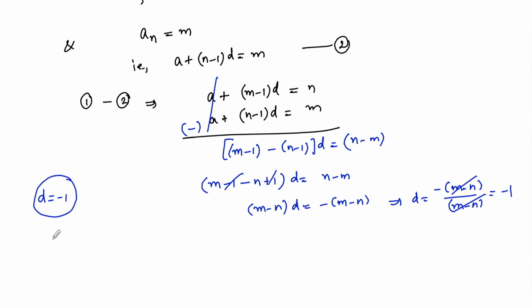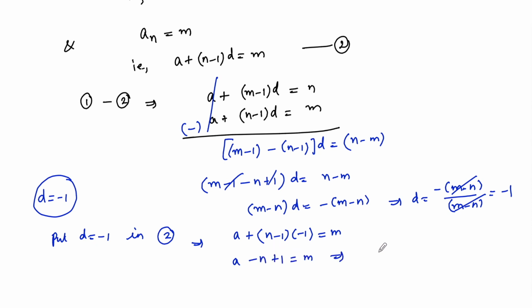Let us substitute d is equal to minus 1 in any one of the equations. Let us take equation 2: a plus n minus 1 into d value, that is minus 1, is equal to m, or we can write a minus n plus 1 is equal to m. Which implies a is equal to m plus n minus 1. So we got the first term, a is equal to m plus n minus 1.